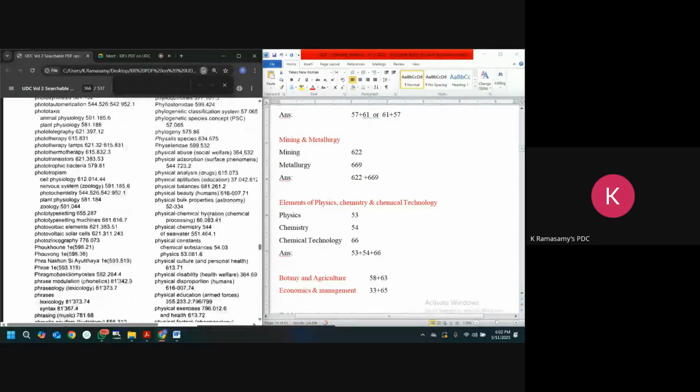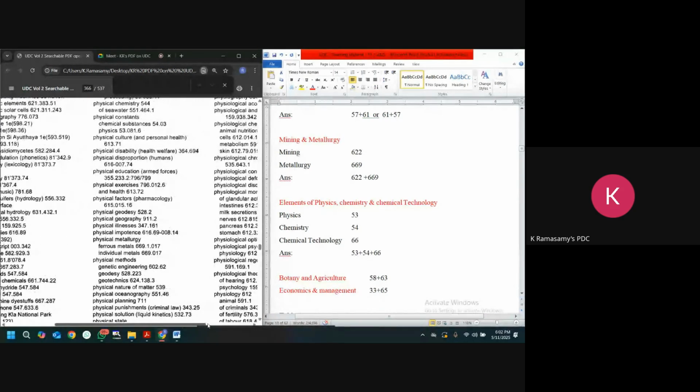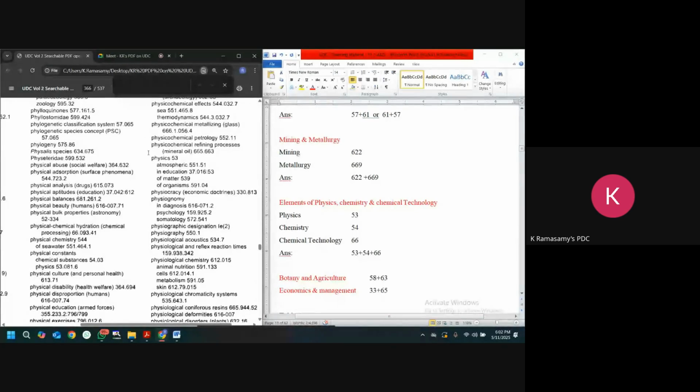Okay. Physical features, physical states. Okay. Let me go to the next. Physics. I want specifically physics. What is the number of physics? 53. Number for physics, 53. The same way, number for chemistry 54, number for chemical technology 66. Now three subjects are there. One is 53, another is 54, another is 66. Three numbers are there. So you need to join all three numbers. So you can go for the coordination symbol called plus. 53 plus 54 plus 66.